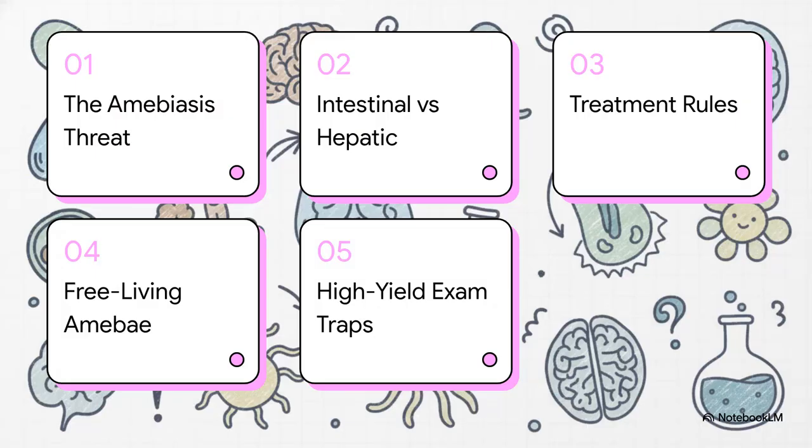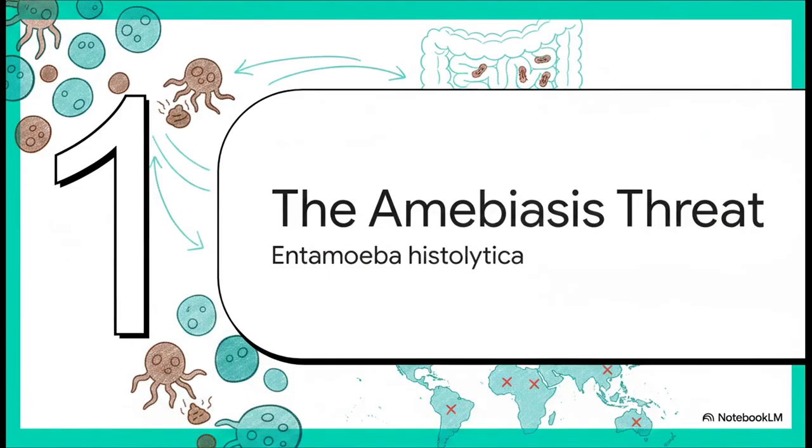Here's a quick look at our roadmap. We'll cover the Amebiasis threat, differentiate intestinal from hepatic disease, lock in those strict treatment rules, look at free-living brain invaders, and then we'll finish up with a rapid-fire session of high-yield exam traps. Let's get to it. Section 1, the Amebiasis threat.